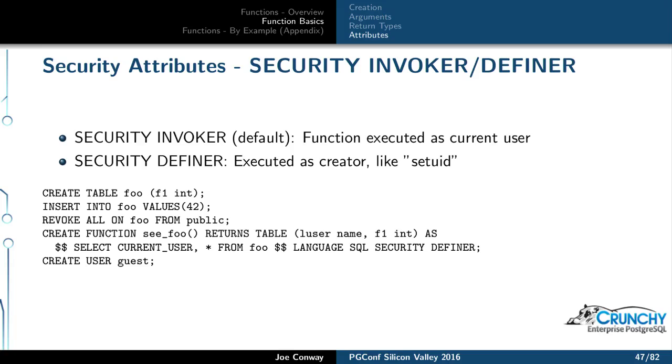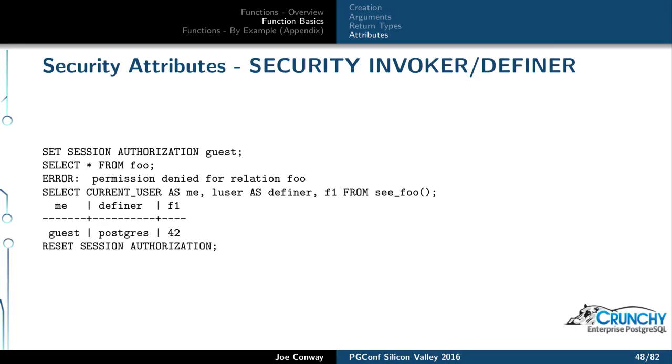So here's an example of creating a security definer function. I create a table, insert a value into it, revoke everything from that table from public, create this function with security definer, and I'm doing all this as Postgres. I create a user called guest, and now when I log in as guest, I can't directly select from the table, but I can select from that function because it was a security definer function. This can be useful if you want selective access to something that you don't want to give general access to. Everything has to go through your function.